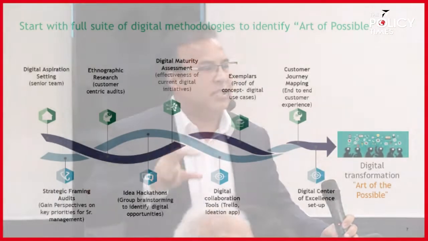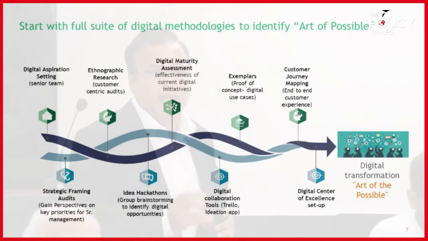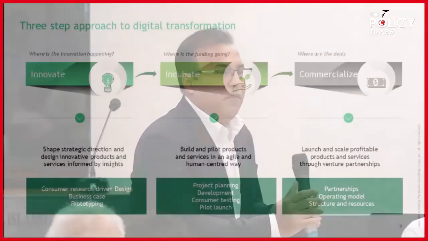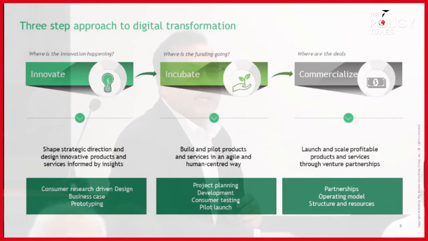When you adopt these methodologies, you get into the art of possible in digital transformation, like what all things are possible and can be done. Now there are 3 steps towards the approach: how do you innovate, how do you incubate, and how do you commercialize. When I say digital transformation, what is the innovation I am bringing? And when I am talking about innovation, how do you really incubate that?